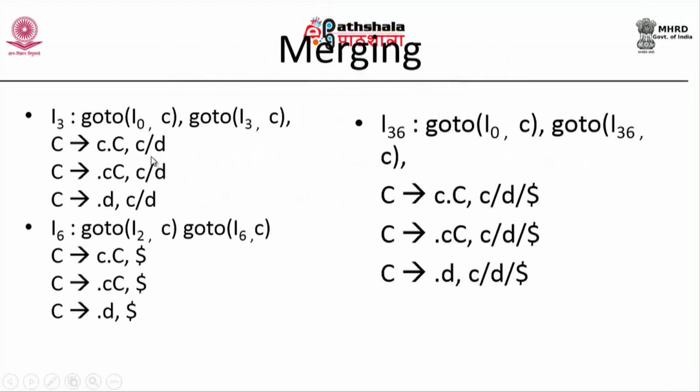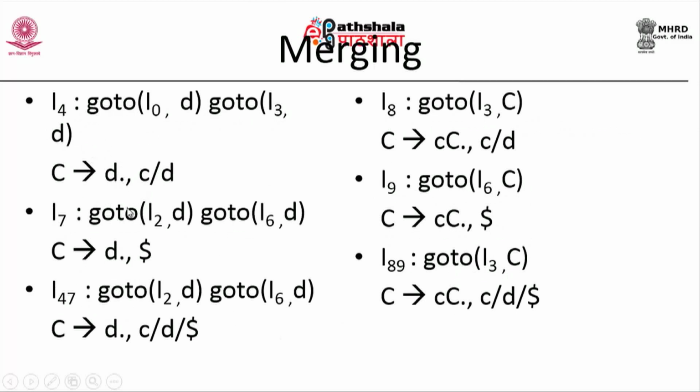So, here I already said 3 and 6 share the same prefix, but the lookahead alone is going to be different. So, I am going to form a new state here, call it I36, which is nothing but goto of I0 comma C, where the lookahead is now written as C/D/$, okay, same thing, all the 3 items have lookahead C/D/$.